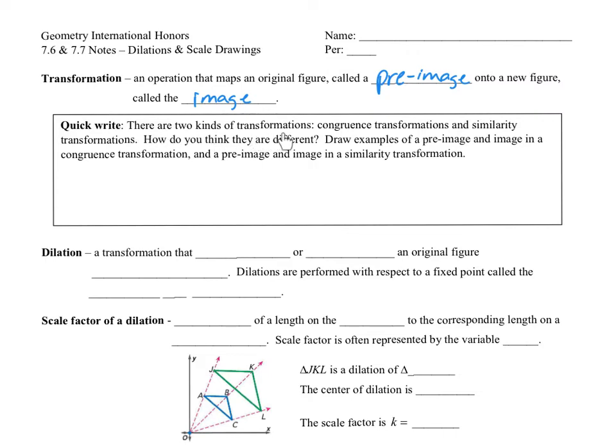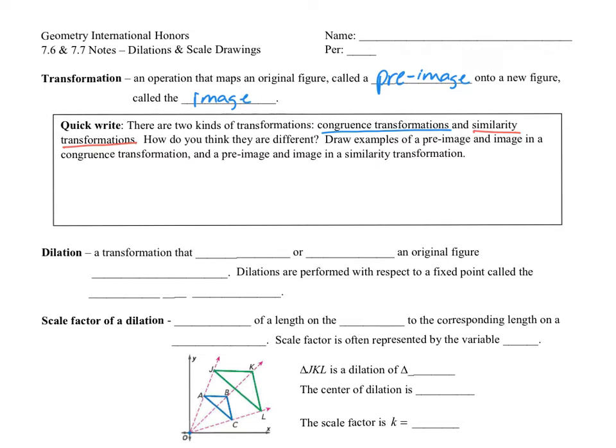There are two kinds of transformations: congruence transformations, let me underline that, and similarity transformations. So how do you think they are different? We're going to draw a couple of examples of a pre-image and an image in a congruence transformation and in a similarity transformation to see if we can compare the two types of transformations.